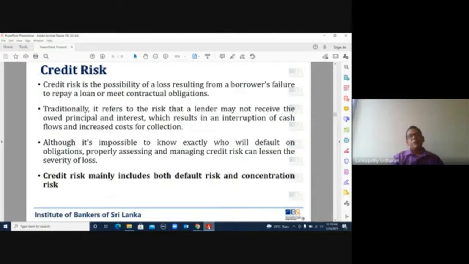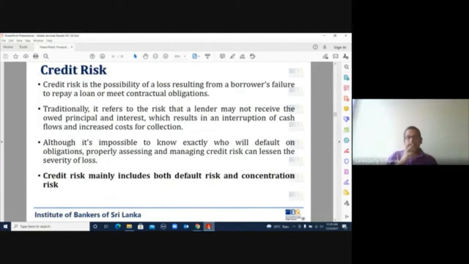Credit risk is the possibility of lost money resulting from a borrower's failure to repay a loan or meet contractual obligations. That is called credit risk. I already gave you all an example. A bank grants a loan to a particular customer, and the customer fails to repay the loan or meet the contractual obligations, then that risk is called credit risk.